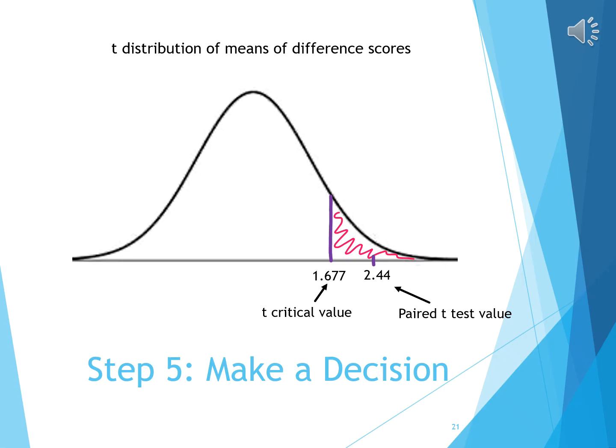Well, we just calculated a paired t-test value, or t-score, of 2.44. And where does that fall in this distribution? Definitely to the right of that critical value, which means it belongs in the critical region. And since that's the case, we can reject the null hypothesis and conclude that the alternative hypothesis is true.